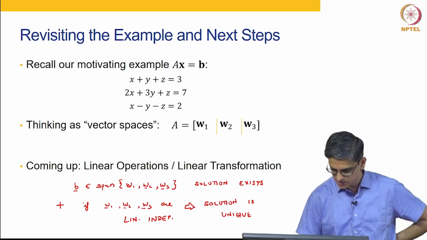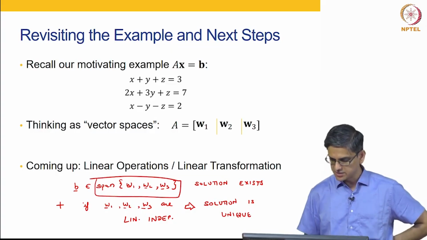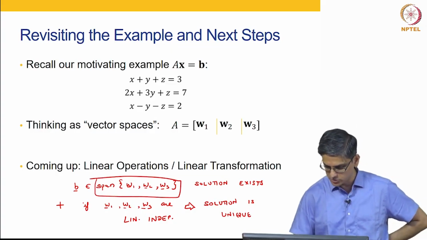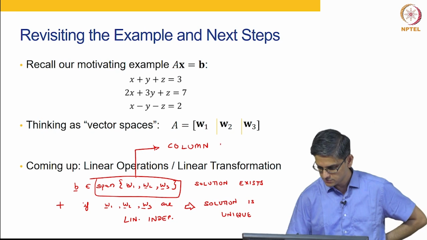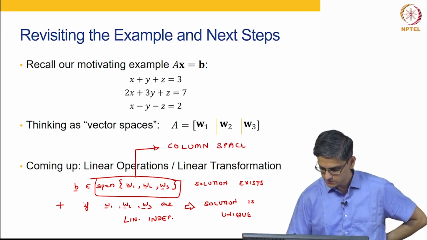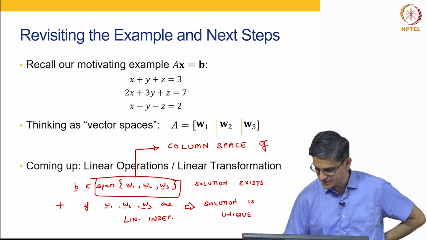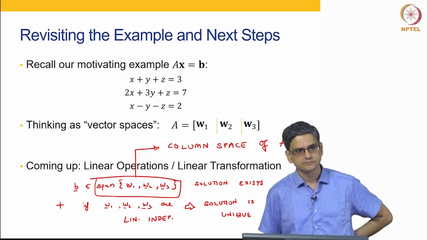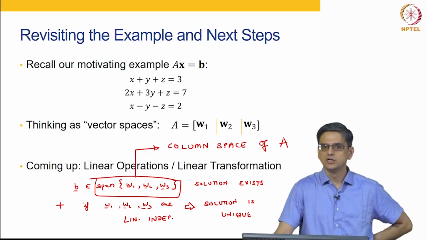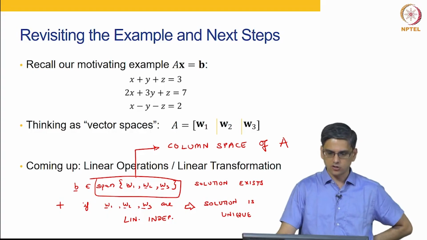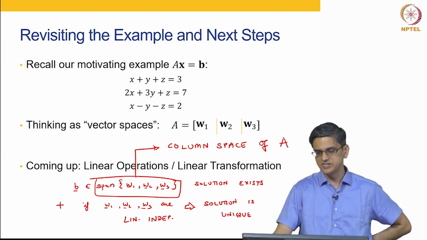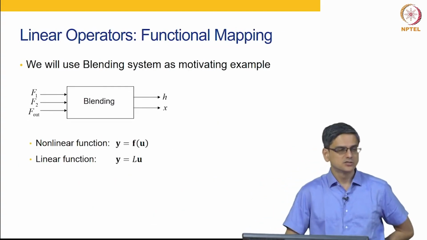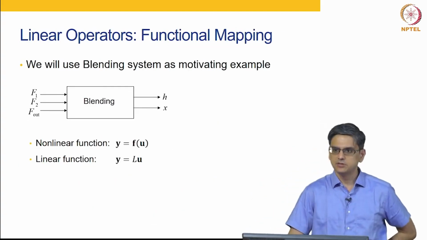And the span of the vectors W1, W2 and W3 is called the column space of matrix A. So, all possible linear combinations of those column vectors of A is called the column space of A. So, let us take our blending example.